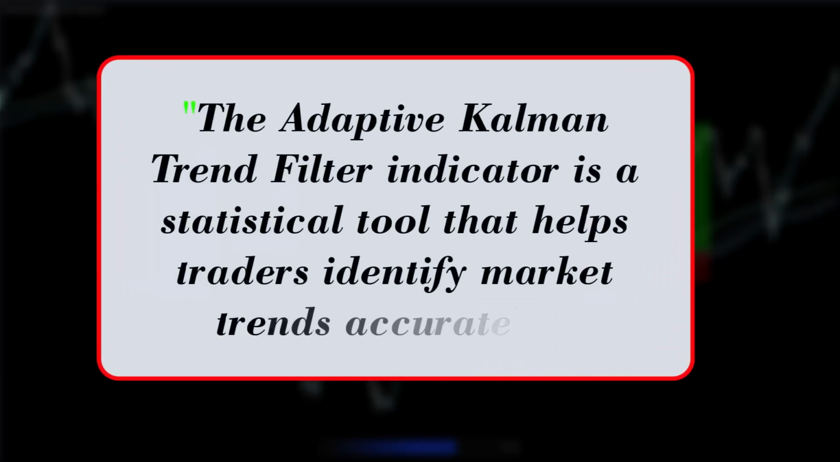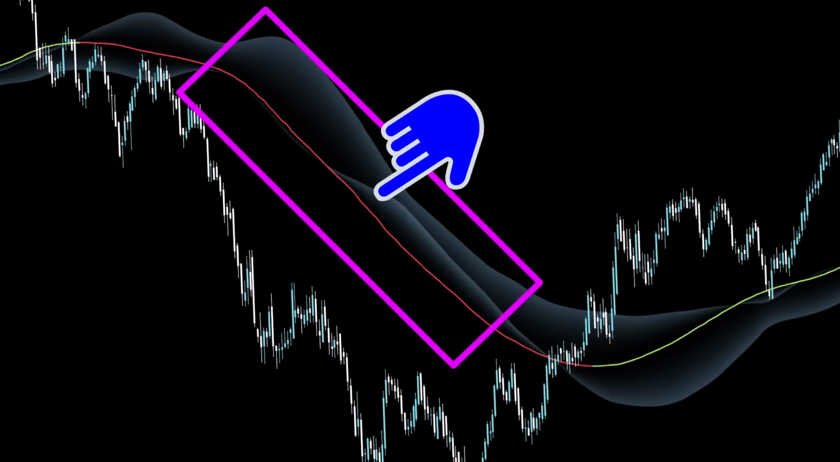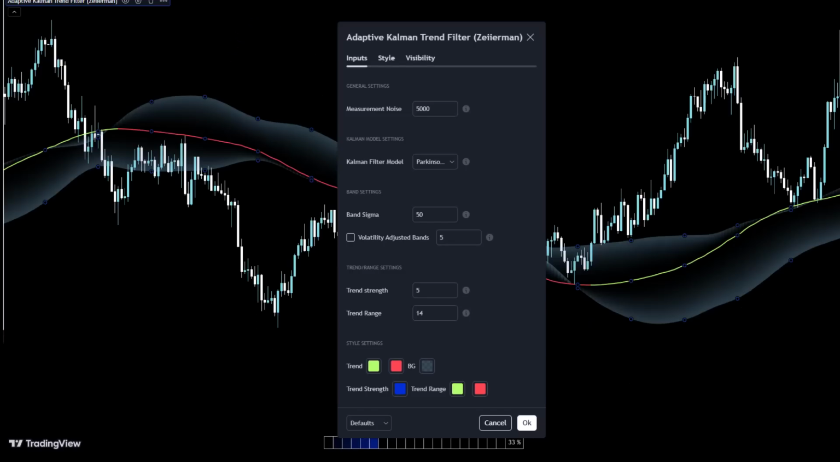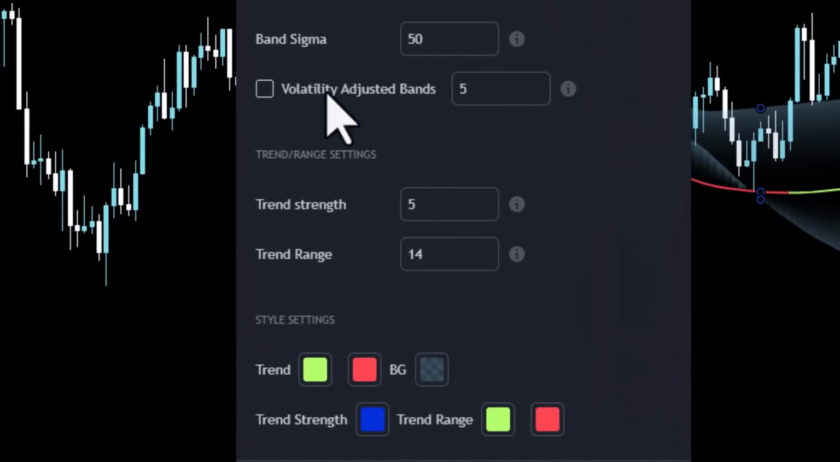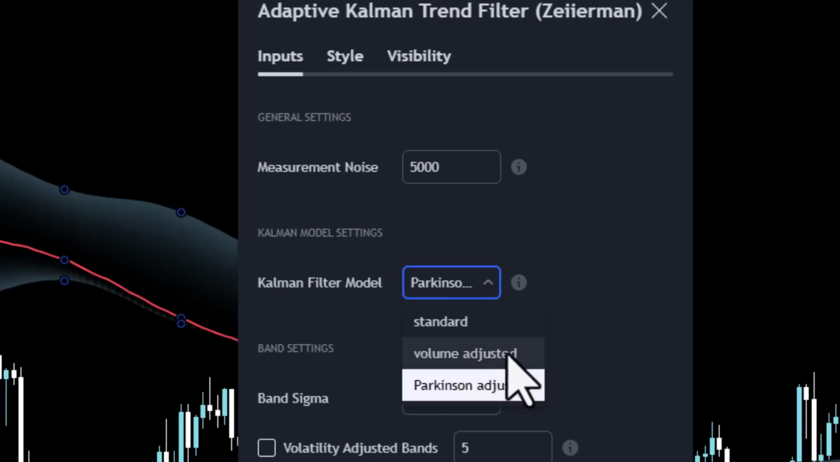The Adaptive Kalman Trend Filter Indicator is a statistical tool that helps traders identify market trends accurately. The indicator uses the Kalman filter, a control theory and signal processing algorithm, to smooth price data and filter out noise. It's suitable for both trend following and range-based trading strategies. The indicator's adaptive nature is enhanced by volatility adjustment options and 3 unique Kalman filter models.